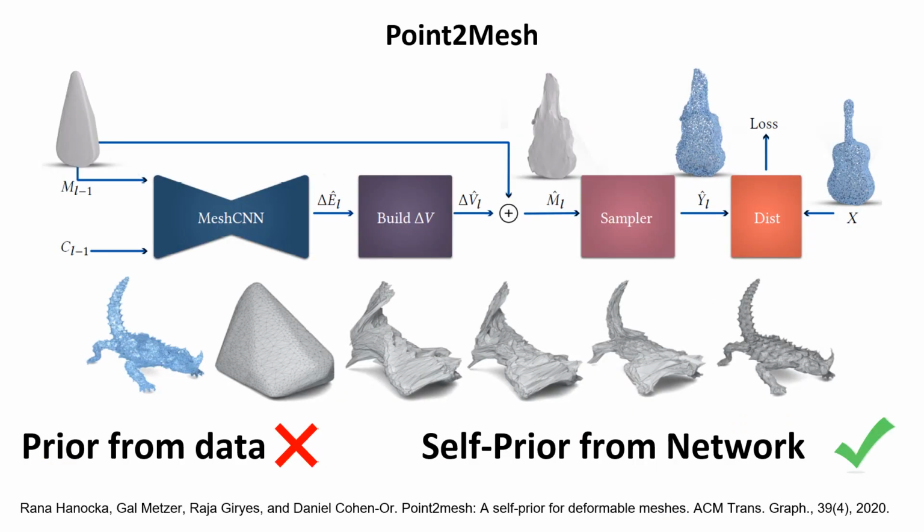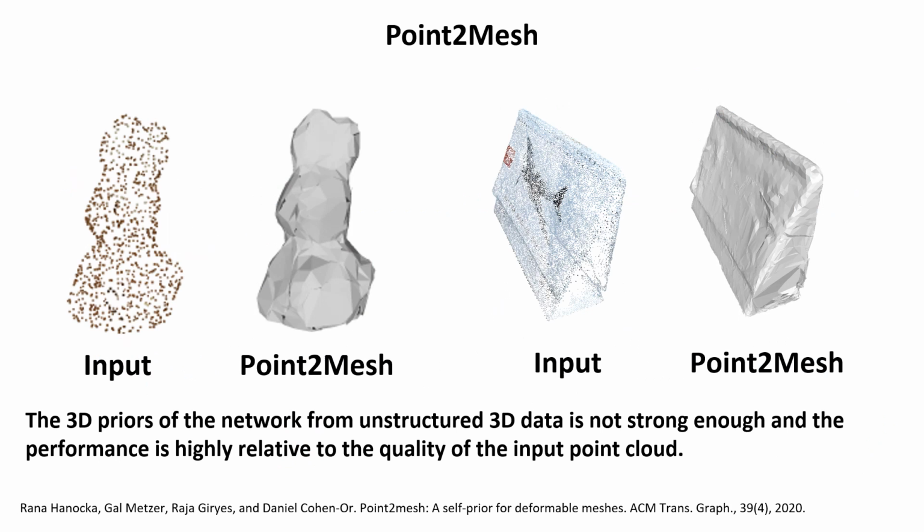Recently, Point2Mesh proposed to exploit a self 3D prior from the network, which deforms an initial mesh via fitting a mesh CNN to the input data. However, the 3D prior of the network from unstructured 3D data is not strong enough, and the performance is highly related to the quality of the input point cloud.